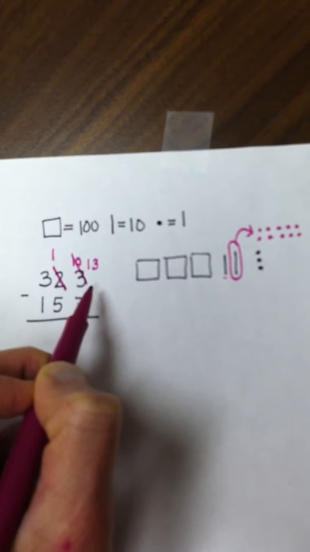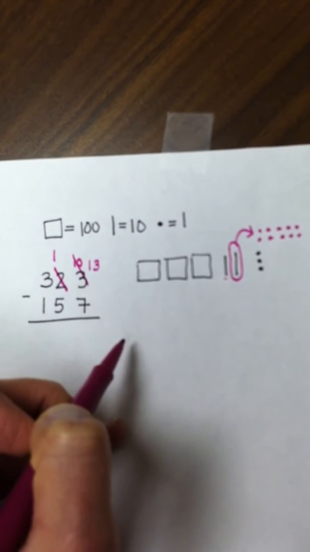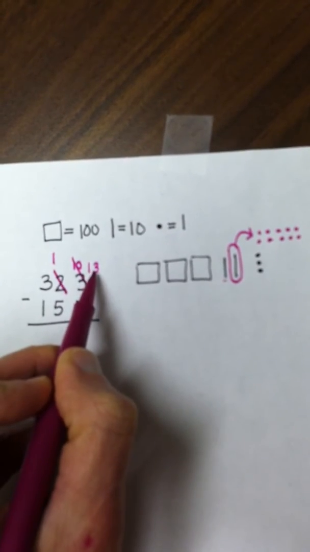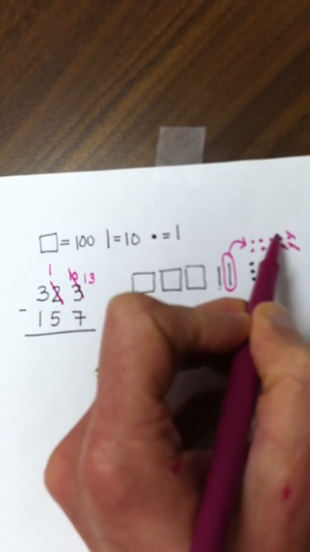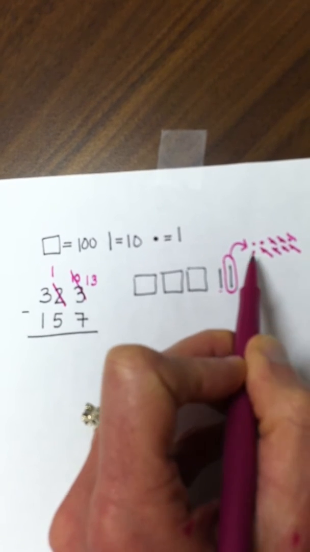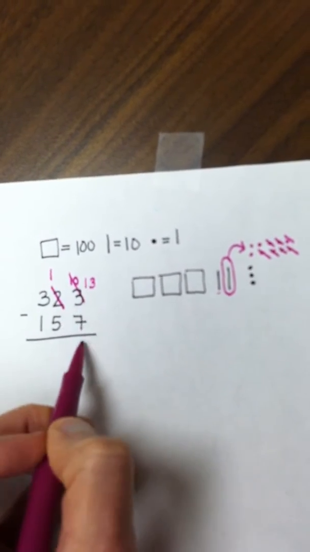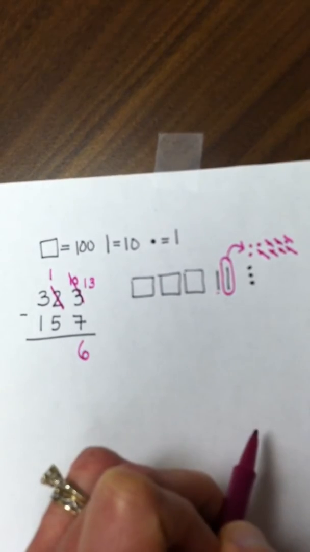Or based on the level of understanding of the student, you can just put the little 1 in front to represent 13. But in either case, I have 13 ones, so now I can take away 7. So 1, 2, 3, 4, 5, 6, 7 get taken away, and I can see I'm left with 6 ones on the table. So in my ones column, I have 6 remaining.